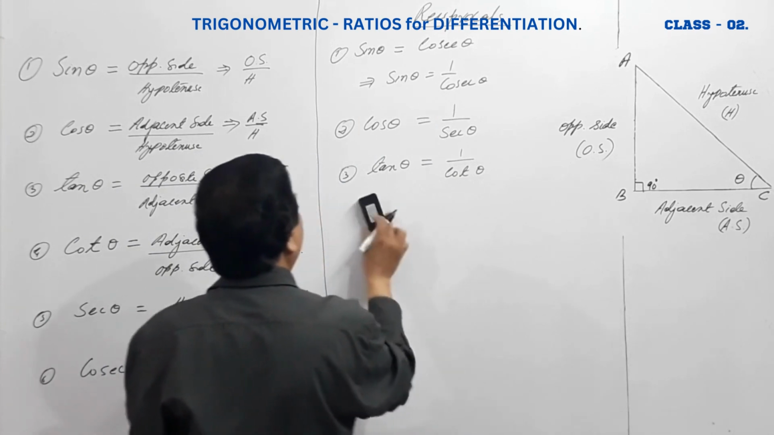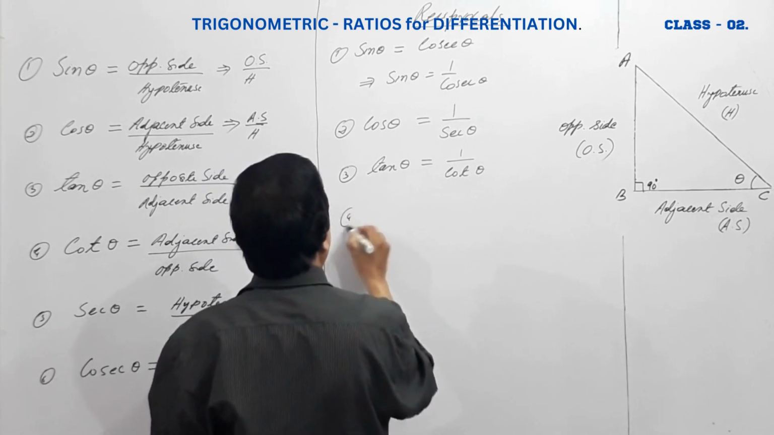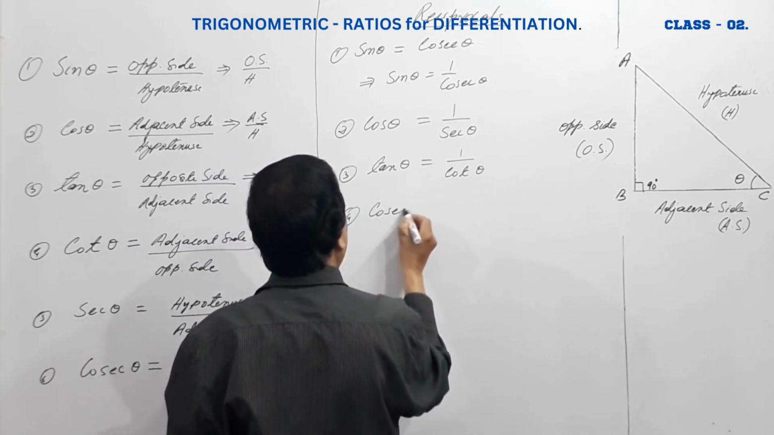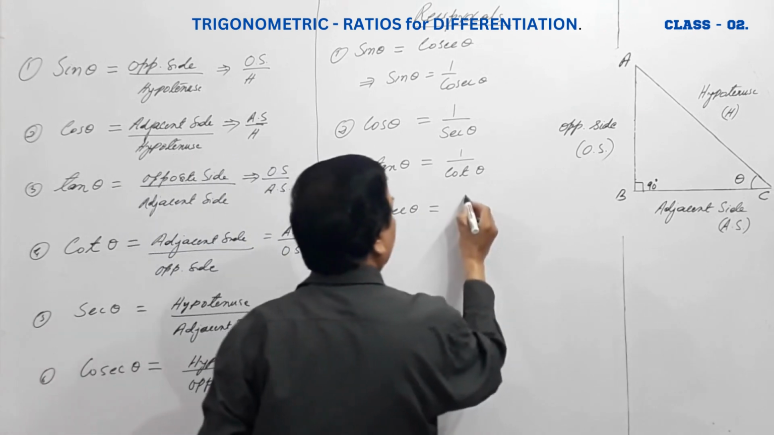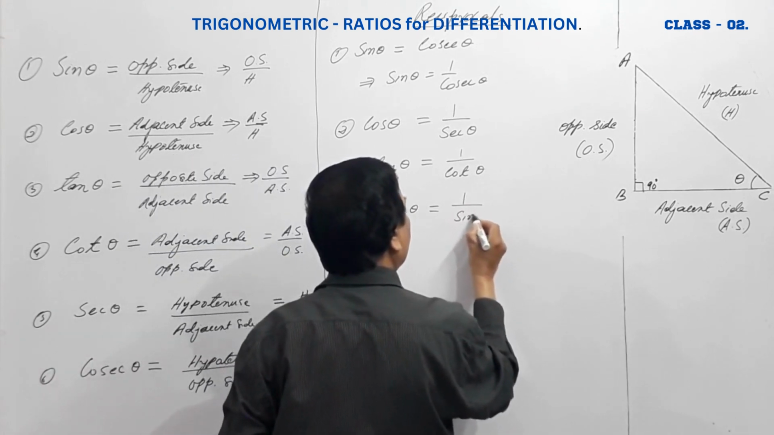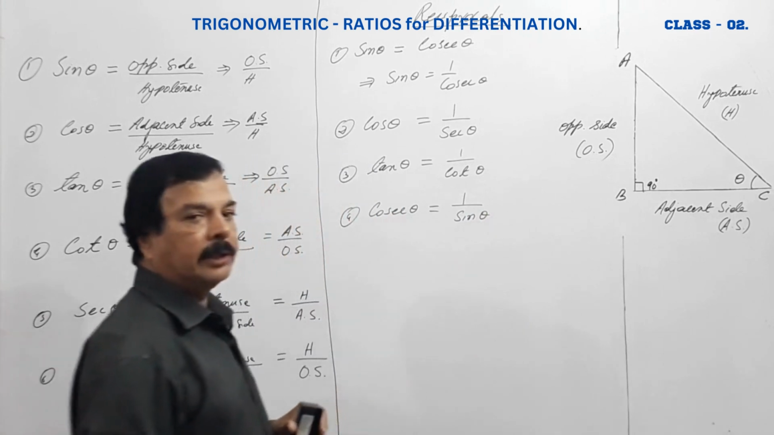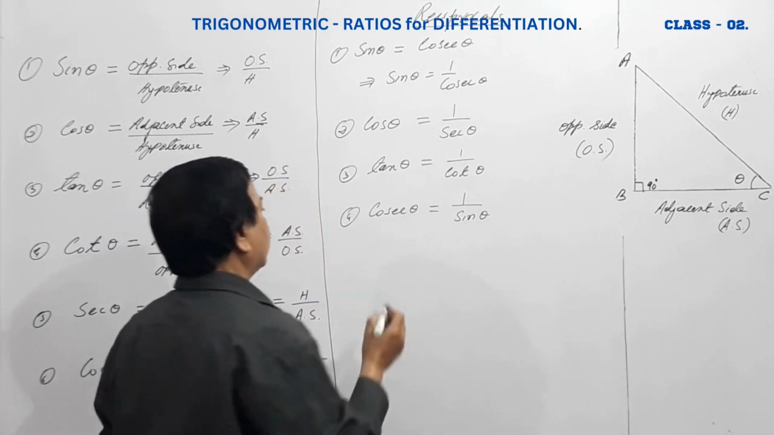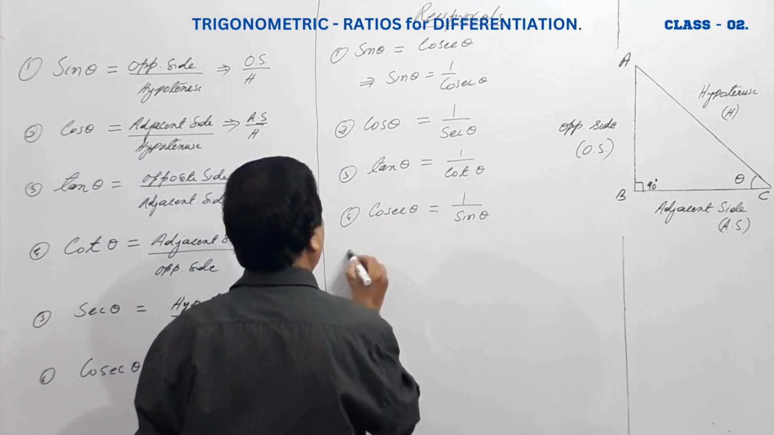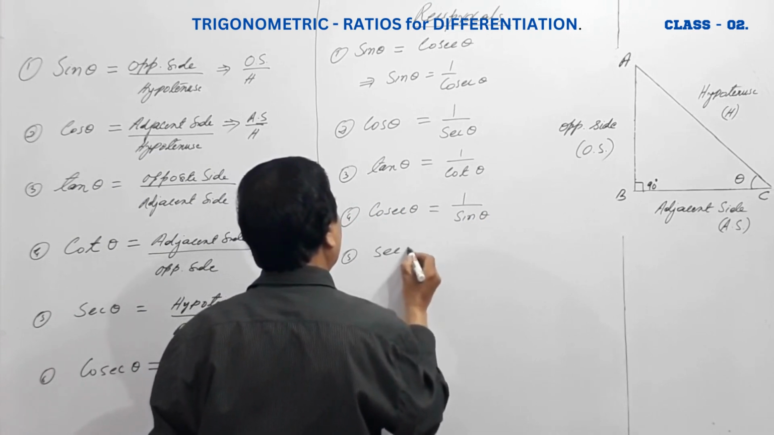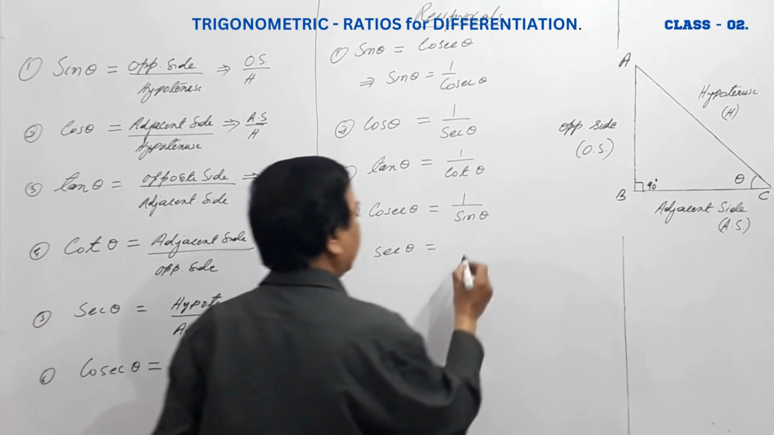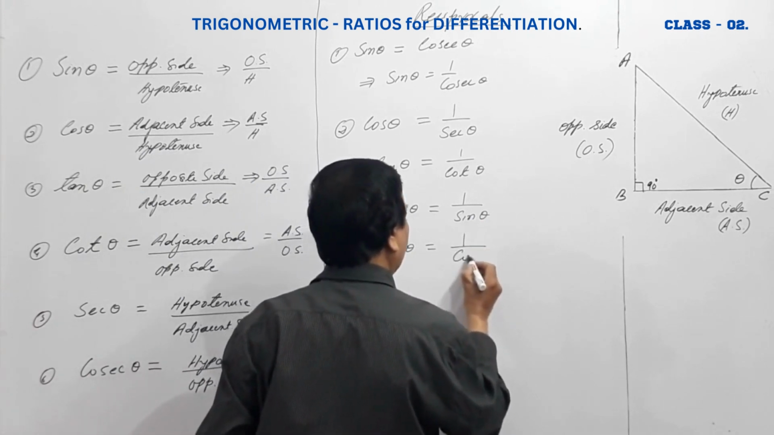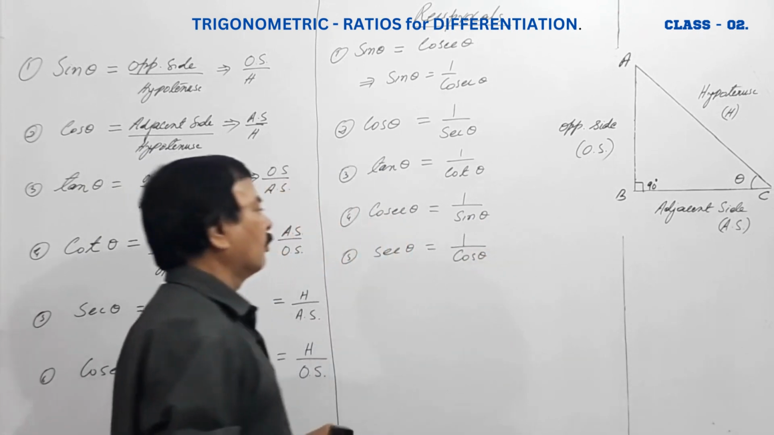I'll take like this. Next. Fourth one. Cosecant theta. The reciprocal of cosecant theta is 1 by sine theta. Next. Secant theta. The reciprocal of secant theta is 1 by cos theta.